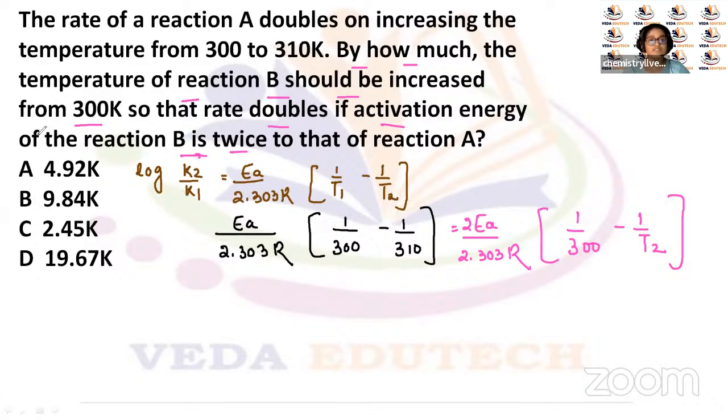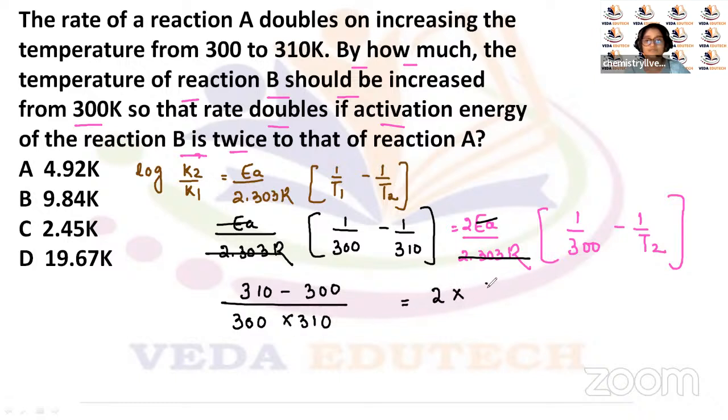Now we'll solve this equation. Ea is getting cancelled, this both getting cancelled. So we have 310 minus 300 divided by 300 into 310 is equal to twice of 1 by 300 T2 into, here what is above, this is T2 minus 300. Okay, so this is what we have to solve.